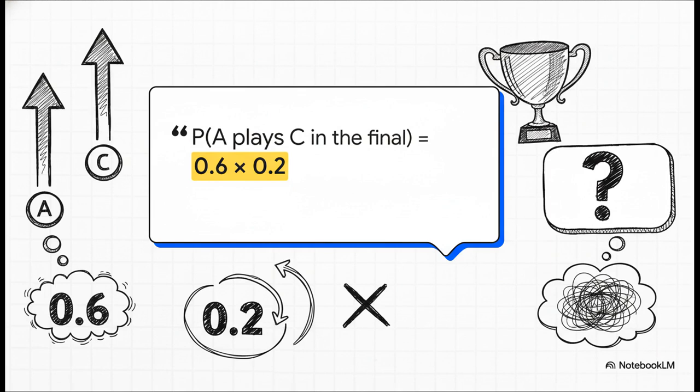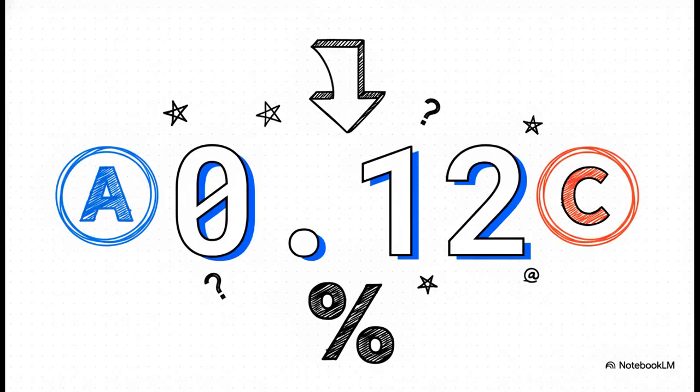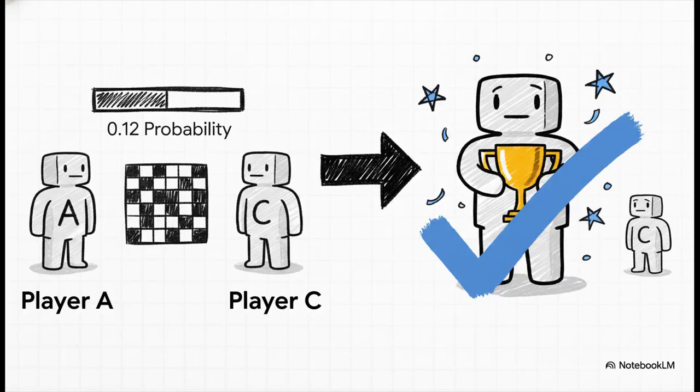Now, in the world of probability, that word "and" is a huge trigger. It tells you to multiply. So that's what we do, 0.6 times 0.2. And that gives us 0.12. So there's a 12% chance that the final will even be player A versus player C. But we're not done with this scenario, not yet.